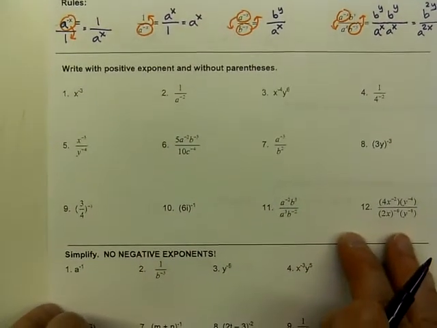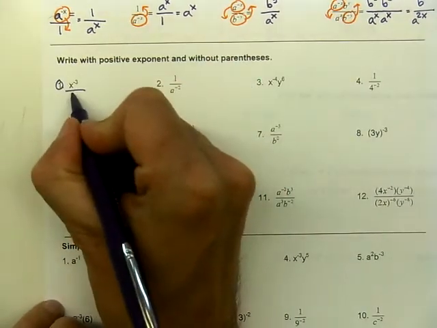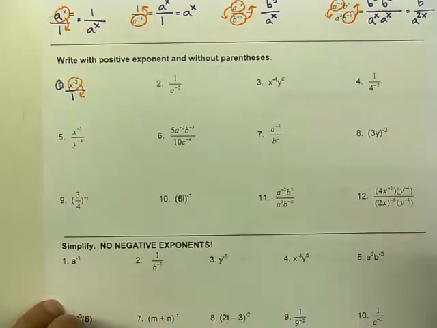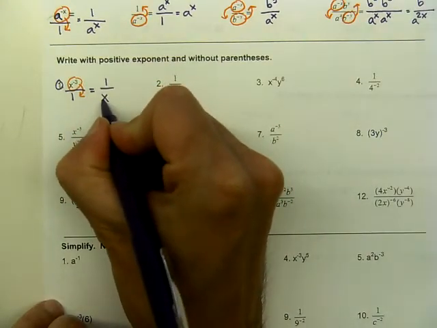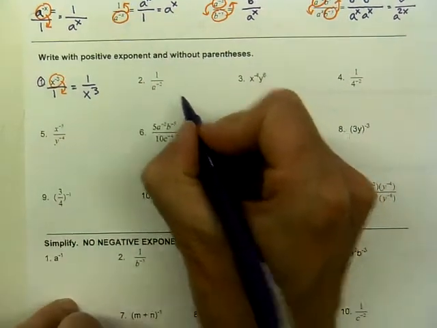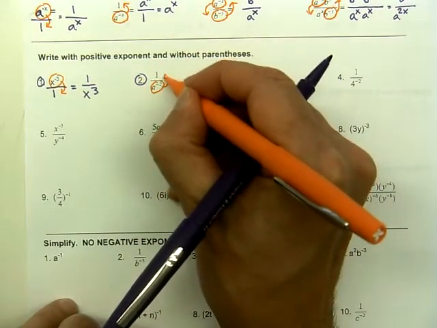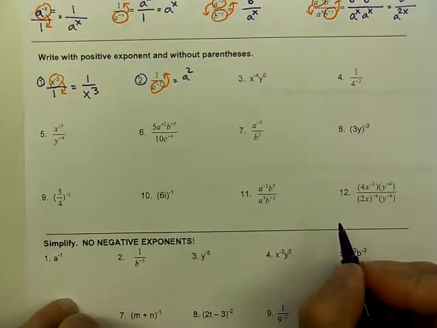So let's look at a variety of illustrations here. Problem number 1, again, set that up as a fraction. Check your base, and you can see that's the only base we're dealing with. So we're going to move that across the division bar, and so that becomes 1 over x cubed. Here in problem number 2, here's our only base. Move that across the division bar, and so we end up with a squared.